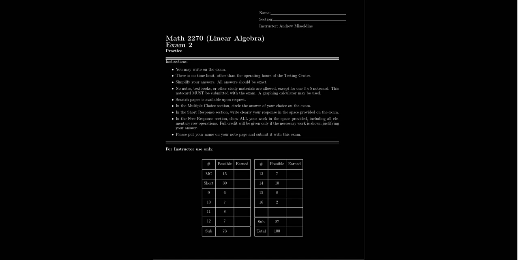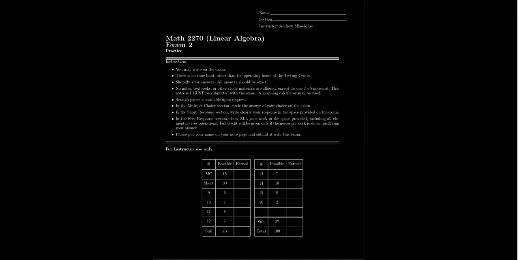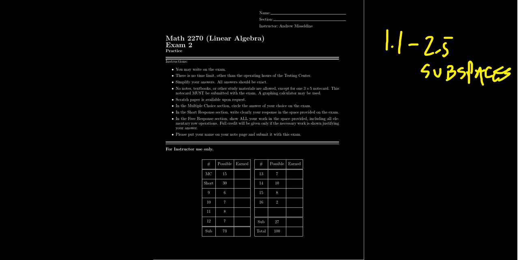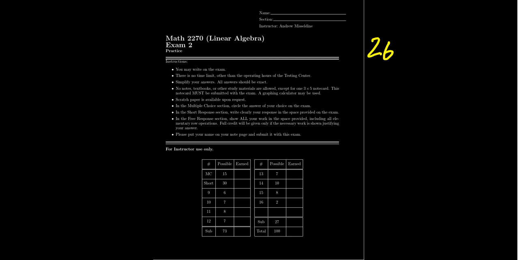So exam 2 is going to pick up where exam 1 left off. To remember, exam 1 went from the beginning of the book until 2.5, which was about subspaces. For exam 2, we're going to pick up where we left off. We're going to go from 2.6, which was about solution sets to systems of linear equations, the general solution.